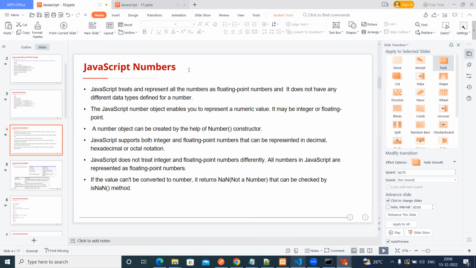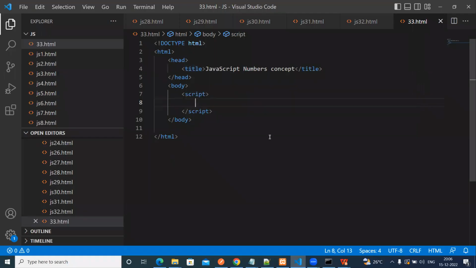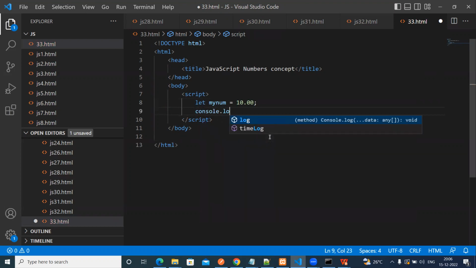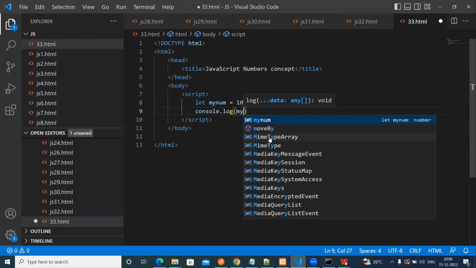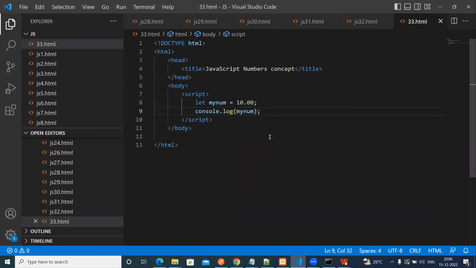Suppose we give let myName equal to a value like this, and then print it with console.log of myName. Here we are not giving what type of data it is, whether it is a number or a floating point. It is automatically considered, and without quotes it is treated as a number.